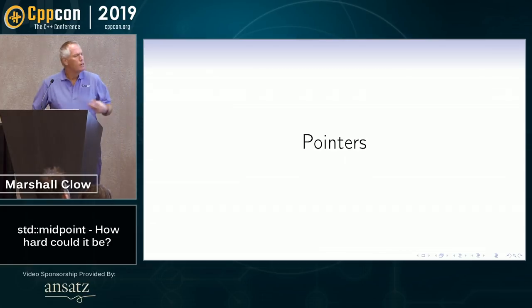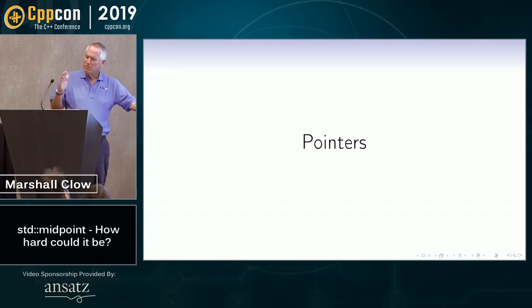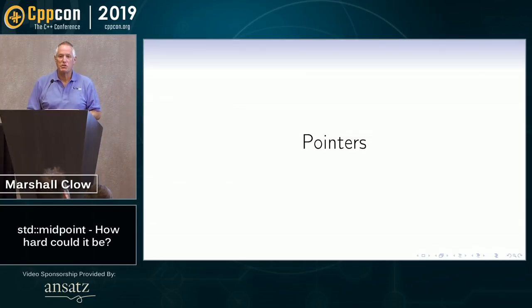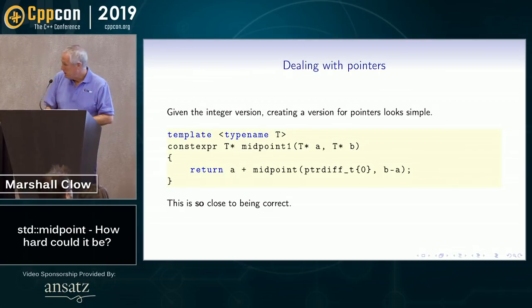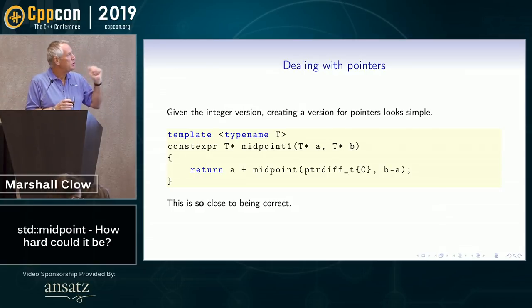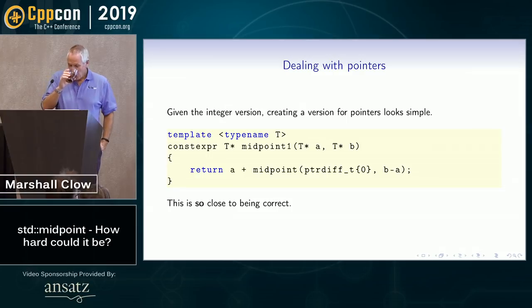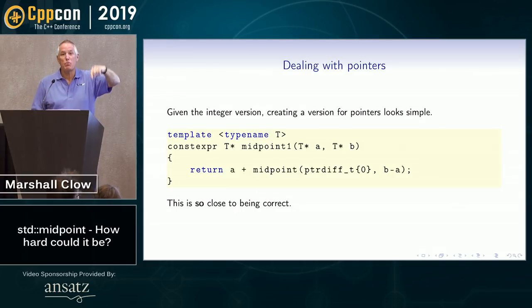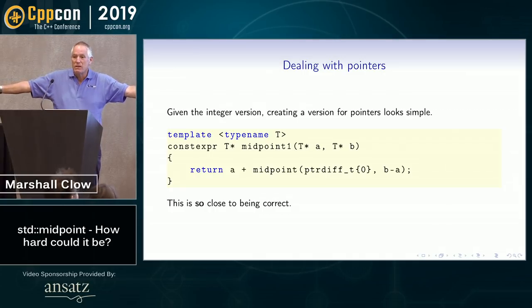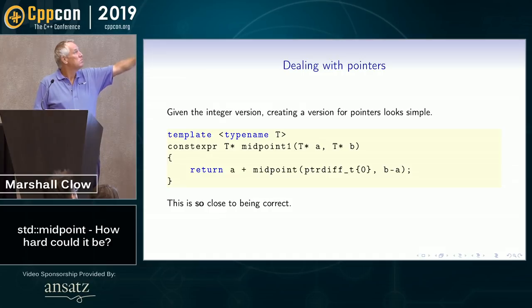Okay, pointers. You have pointers, you have the distance between two pointers, you want the value in the middle, say an array of them, and you want the object in the middle. So you might think that if you had the integer version, you could write it like this. You say, tell me how big b minus a is, and then you calculate the midpoint of that and zero using ptrdiff_t, because ptrdiff_t is the predefined type which is capable of holding the distance between two pointers. The b minus a gives you the distance between them in T's already. And then you add that back to a.